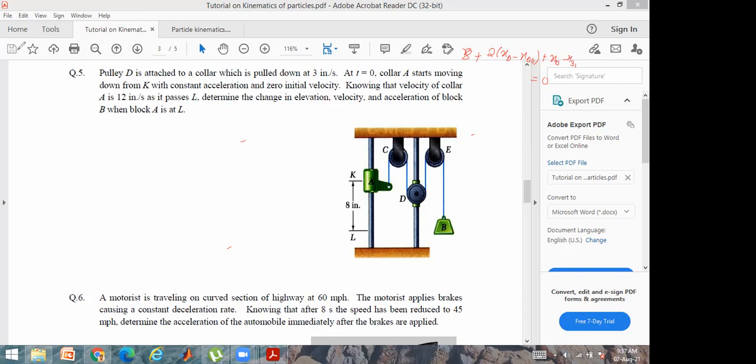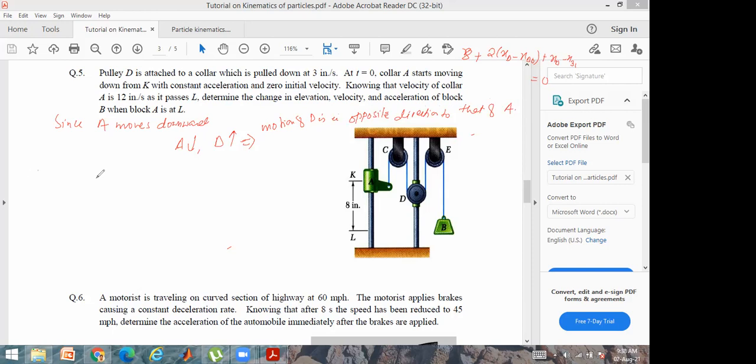See, since A moves downward, D will move upward. So the direction of D, or the motion of D, is opposite to that of A. From this you can write: motion of D is in the opposite direction to that of A.